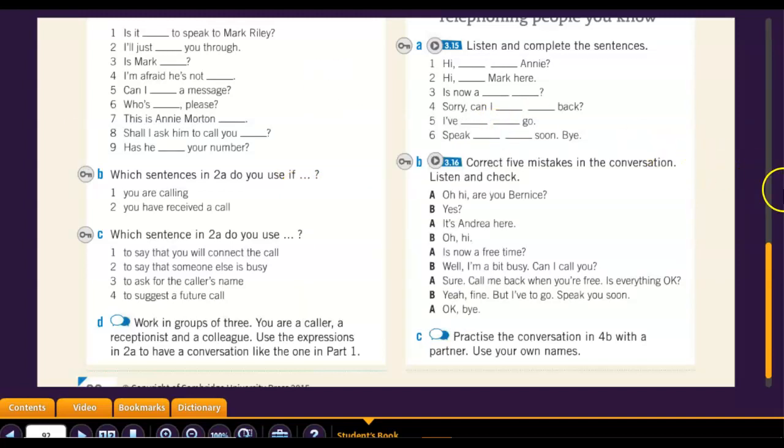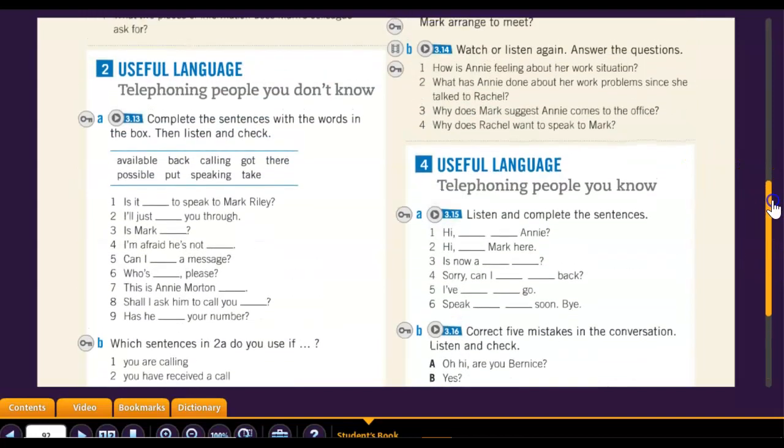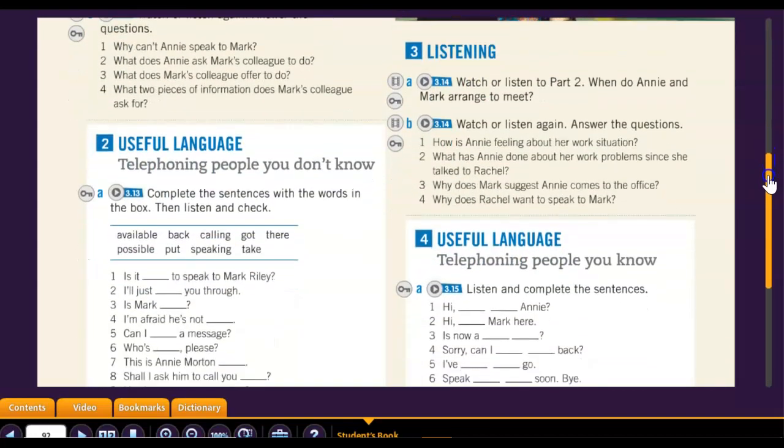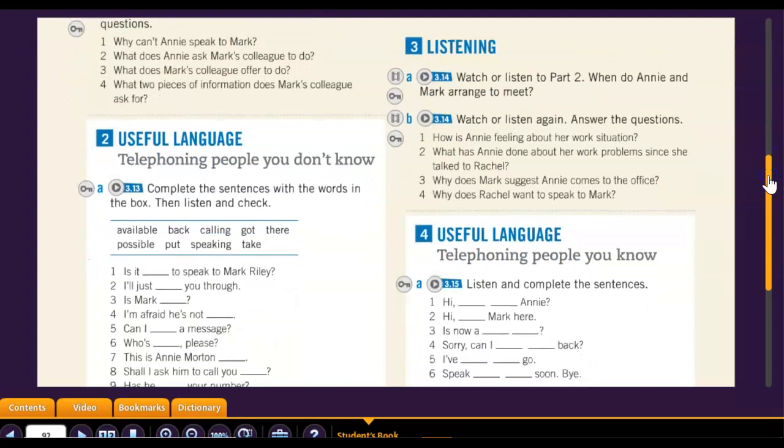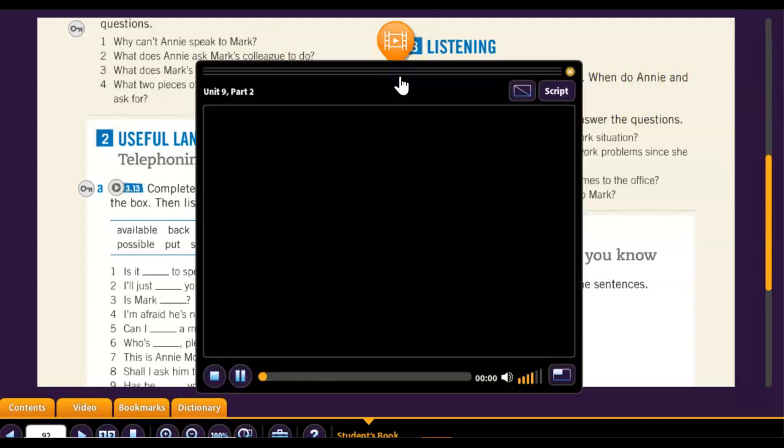Later we will go to the part number 3. Okay, so you are going to watch the part 2 and answer the question, when do Annie and Mark arrange to meet?